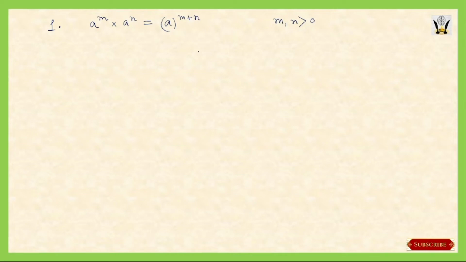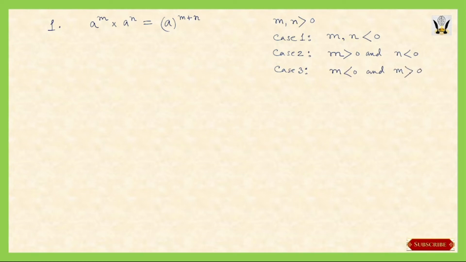Now we are learning the laws of negative exponents. So here we will have three cases. The first case is when m and n, both the exponents, are negative, meaning less than 0. The second case is when one of the exponents is positive and the other one is negative. Let's assume that m is positive and n is negative, and then m is negative and n is positive.